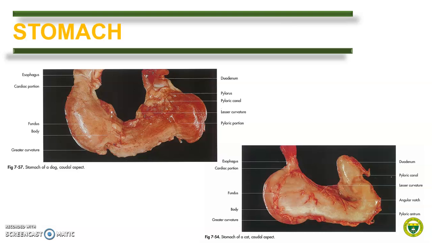In cats, the stomach is also C-shaped with a narrower lumen than in dogs. The angular notch is very deep. This is pronounced in some breeds of cat, making some difficulties in gastroscopy.